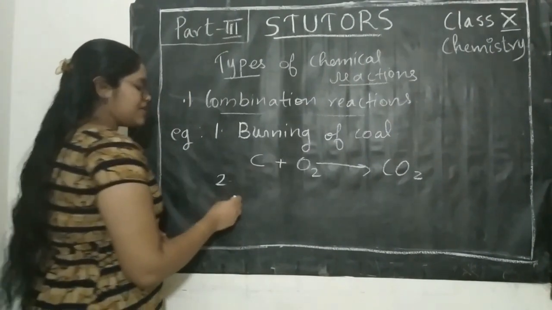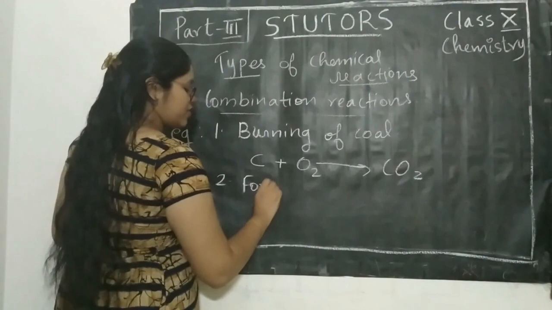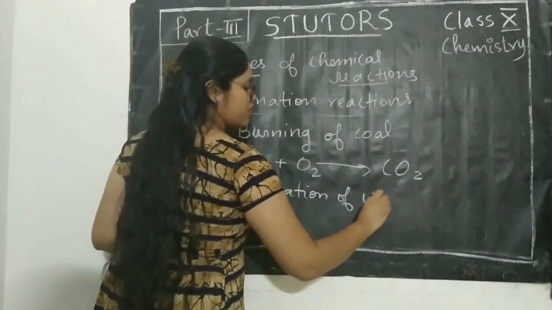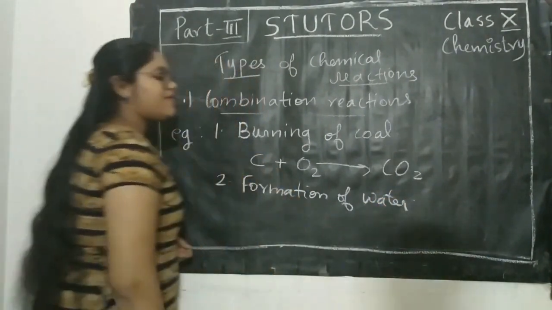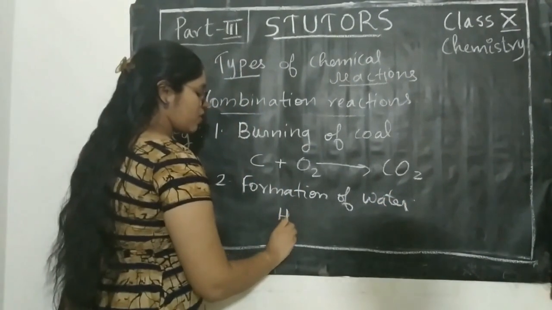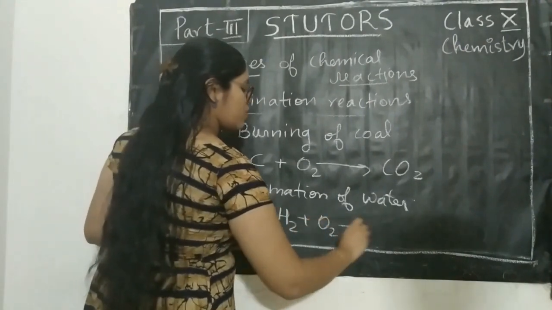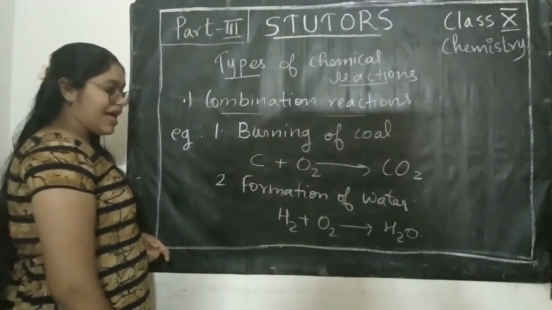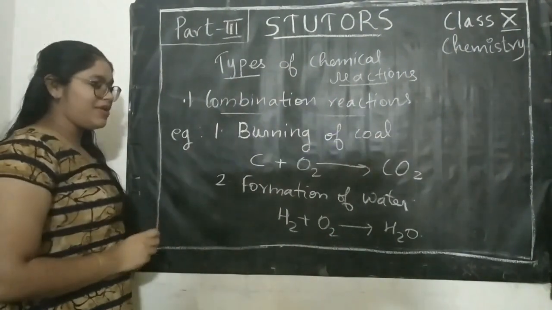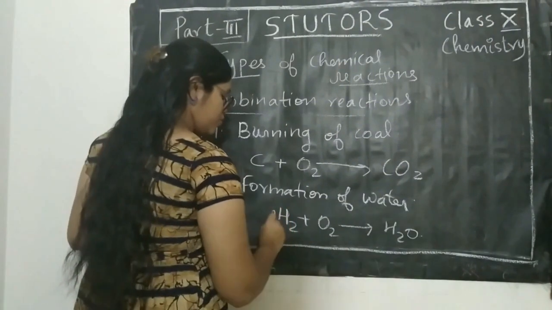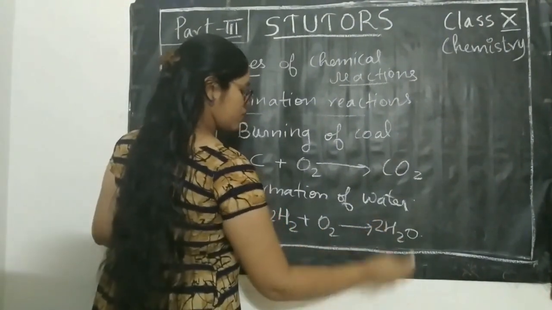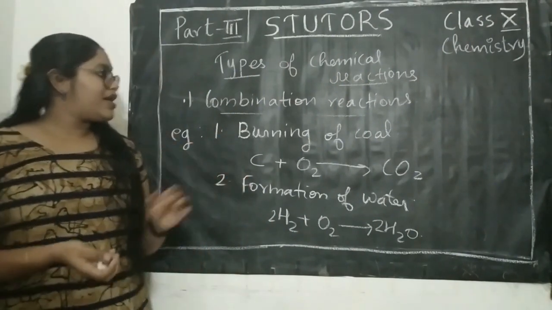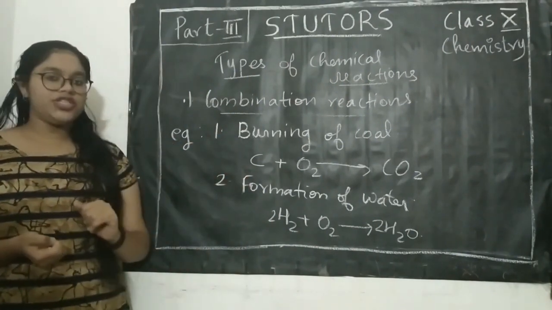Second example is formation of water. Water is formed by the reaction of hydrogen and oxygen. H2 plus O2 gives H2O. This equation is not balanced and you know how to balance a chemical equation. So, 2. Hence, now this equation is balanced. So, these are the 2 examples of combination reaction.